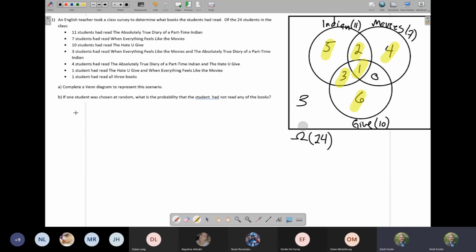So based on that information, what is the probability that somebody hasn't read any of the books? Well, the answer was in the final step. Probability that somebody has read none: 3 out of 24, or 1 out of 8.